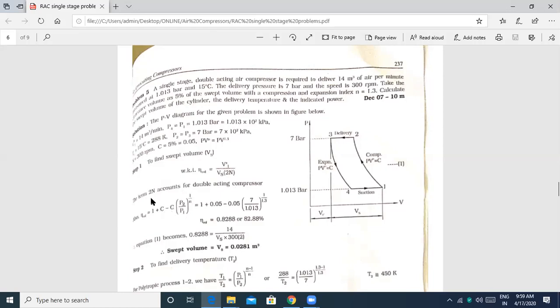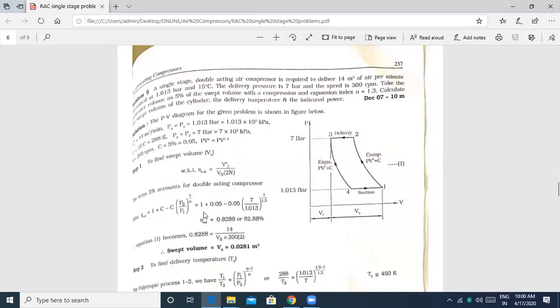You remember this formula for volumetric efficiency in terms of clearance ratio: 1 plus 0.05 minus 0.05 times (P2 by P1) to the power of 1 by N. This is the derivation I derived. So P2 is 7, divided by 1.013, to the power of 1 by N. You remember the formula for volumetric efficiency in terms of clearance ratio.